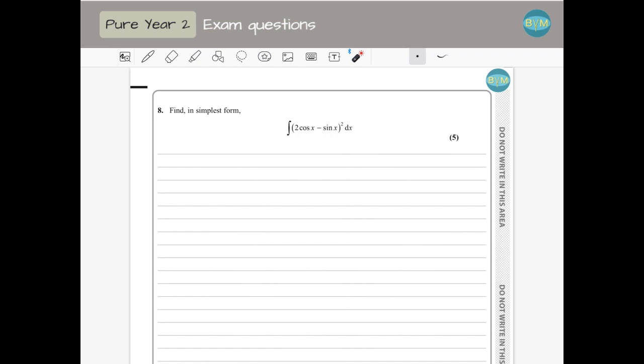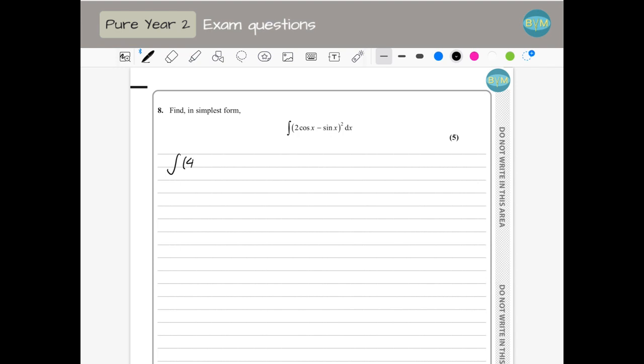Hello, this is question 8 on your Pure 3, January 2023, from Edexcel, international paper. You have an integral that is not very easy, straightforward. You need to know how to do this type of question. So you have cos, sine, and it is squared. So the first thing that you can do is to expand the bracket. So we are going to expand that bracket.